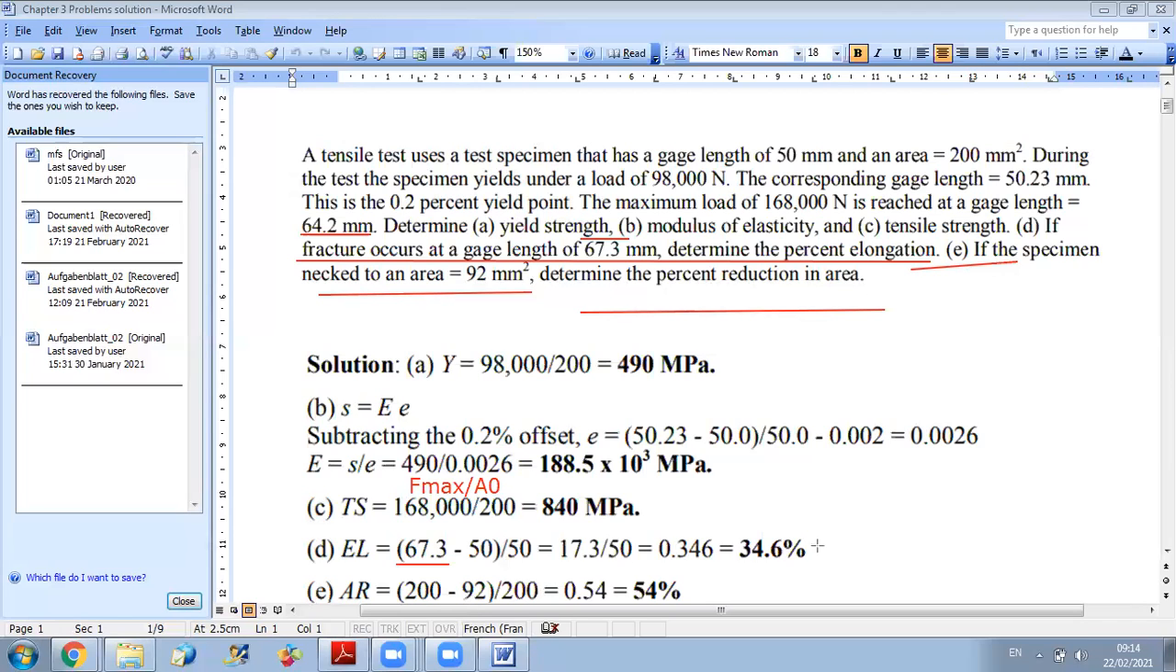Both terms, percent elongation and area reduction, are a representation of what? Of ductility. These both can be a measure of the ductility of the specimen. So the higher the elongation and the higher the area reduction, the higher the ductility of our material. Any questions on this problem? No, doctor. Okay, so let us continue.